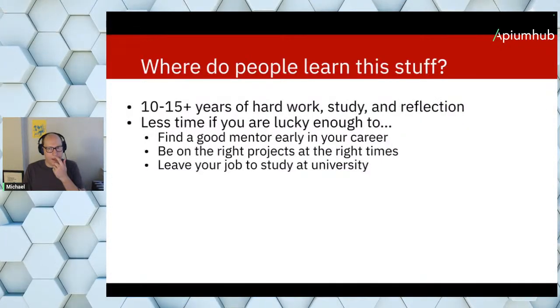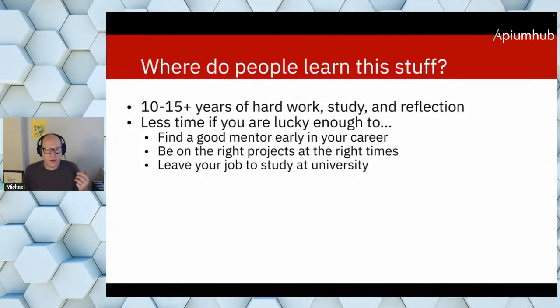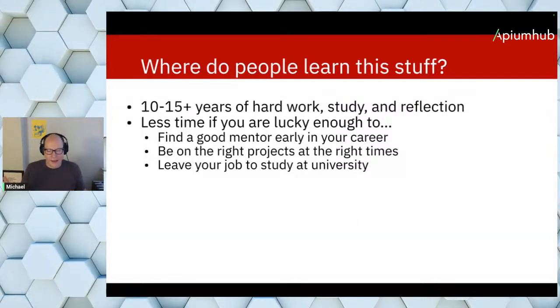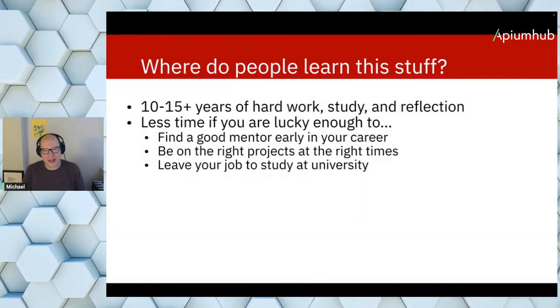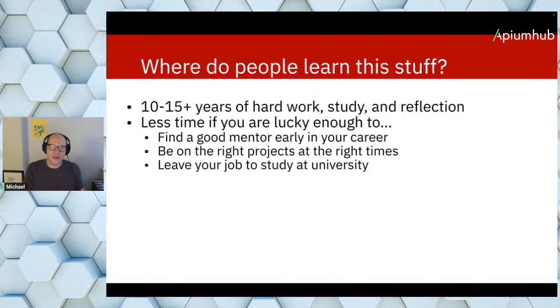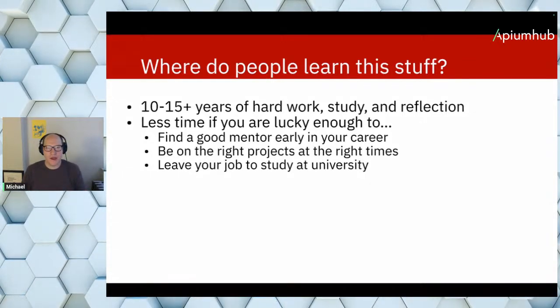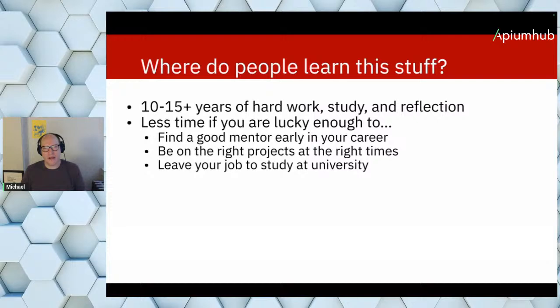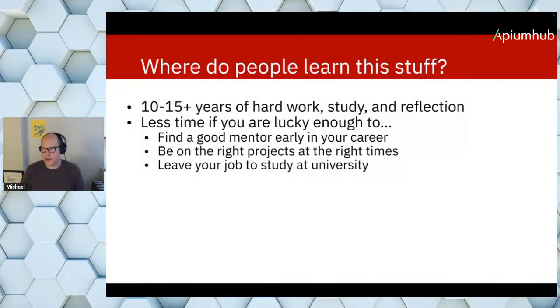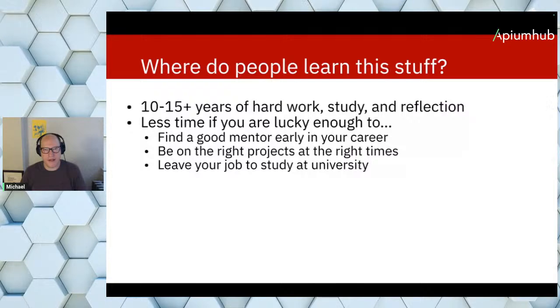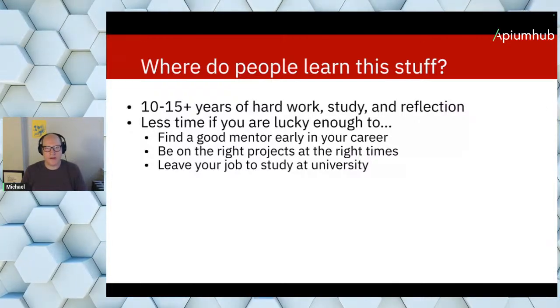Okay, so that's cool. Where do people end up learning this stuff? Well, 10 to 15 years of hard luck, hard work, study, reflection, really working to figure these things out. Most people are going to figure this stuff out, given enough time. There's nothing new or invented that's in Design It necessarily.